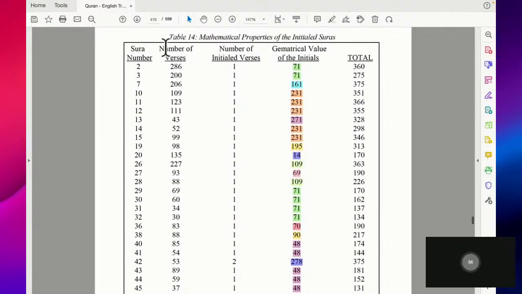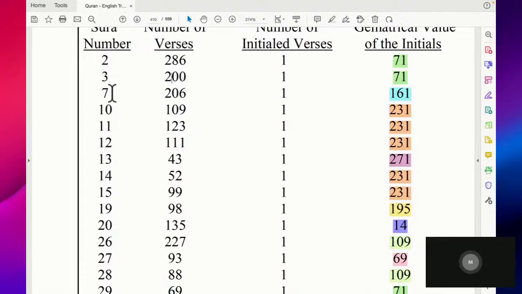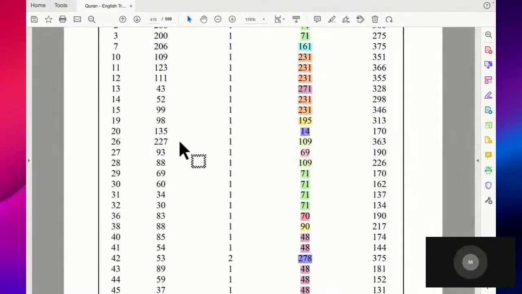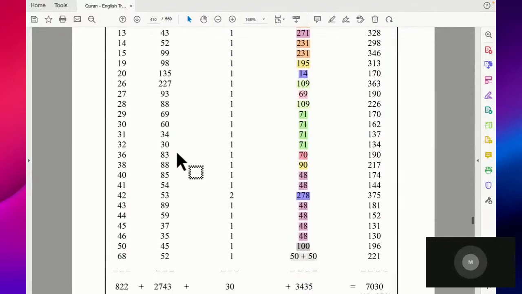Then we have number of verses in each surah. So Surah 2 has 286 verses. Surah 3 has 200 verses. Surah 7, 206 verses. Surah 10, 109 verses, and so on and so forth. These numbers are correct. I have checked it myself, and I suggest to you that you check it for yourself as well to make sure that nobody's messing with you.